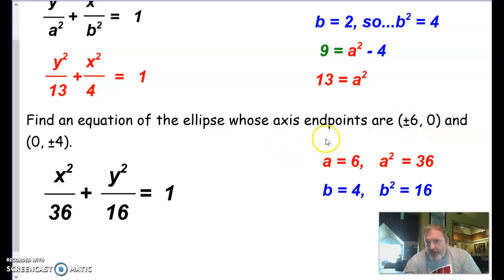Now if I square those, I've got a squared and b squared. The major axis is going horizontal, so that's why x squared is first. So x squared over a squared, plus y squared over b squared, equals 1. And again, ellipses are always equal to 1.